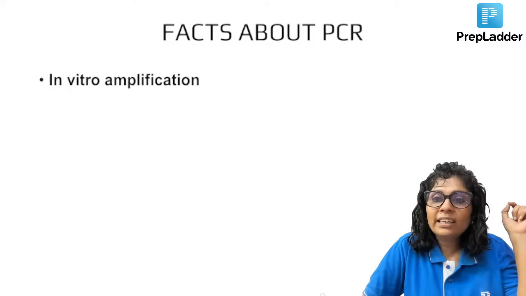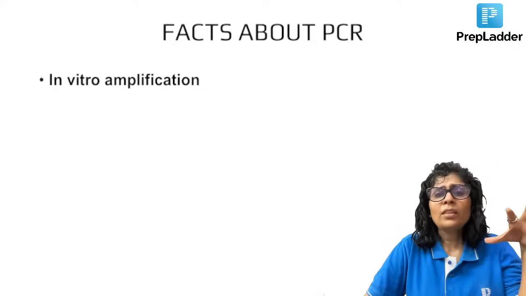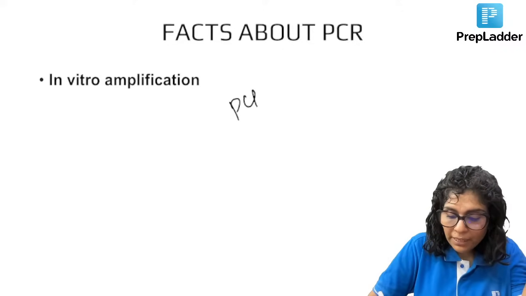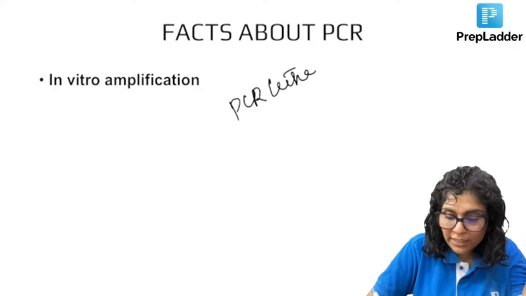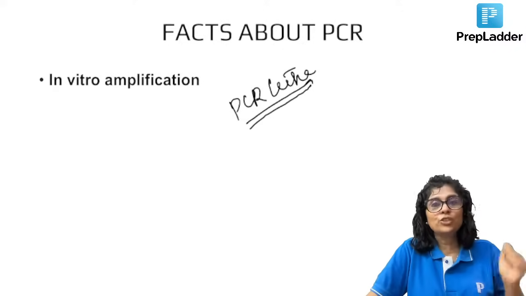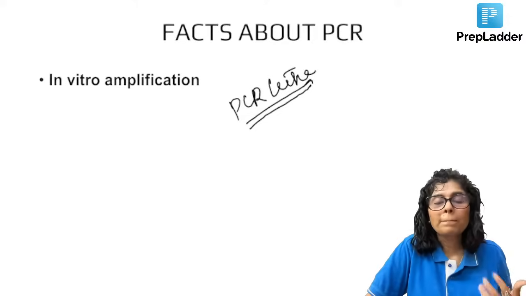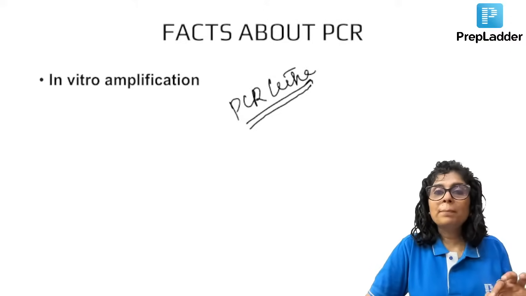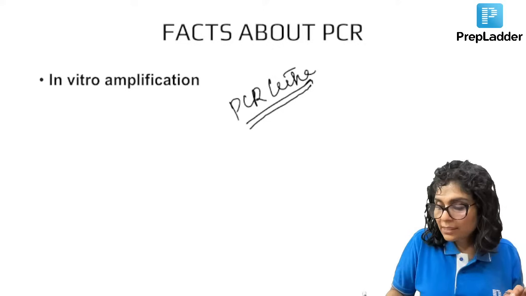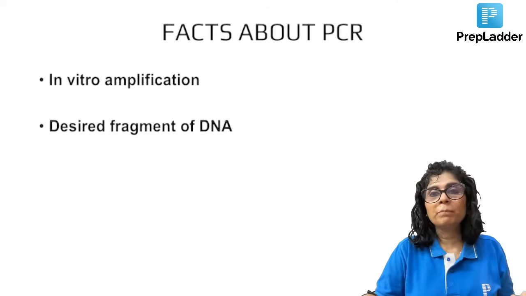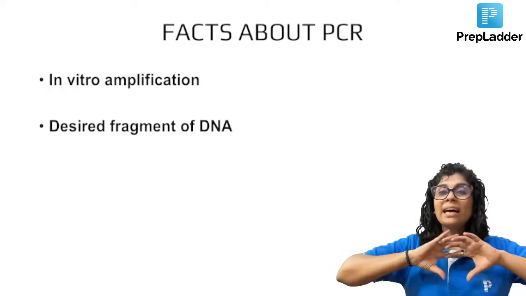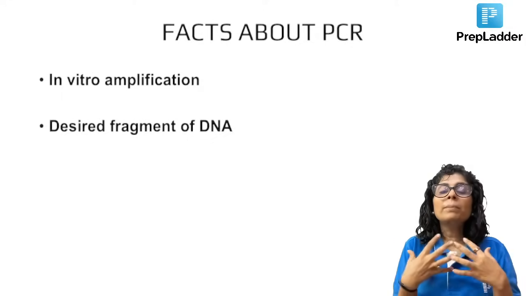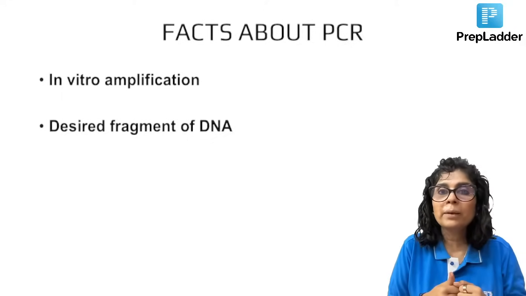Why am I calling it as in vitro? Because it's happening in a test tube. PCR is happening in a PCR tube. So it is in vitro amplification. It is not happening in a cell. The second adjective is, it is in vitro amplification of a desired fragment of DNA. In PCR, are you randomly amplifying something? No. In PCR, I amplify only my desired fragment.